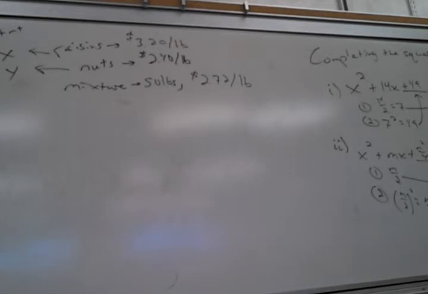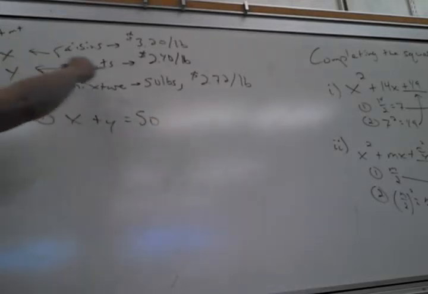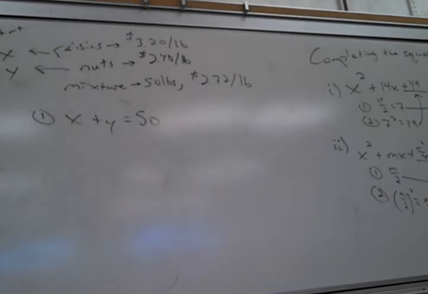So what two equations can I put in? One equation is stupid easy: R plus N equals 50. Good. Pounds of that and pounds of that have to make the 50 pounds there. Right? That's straightforward enough.